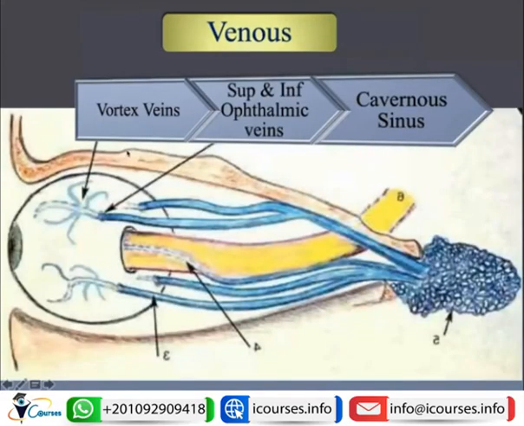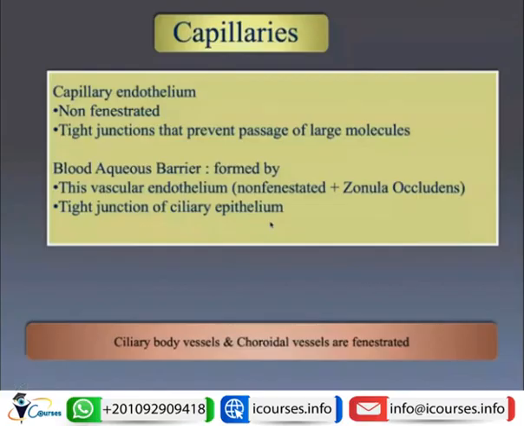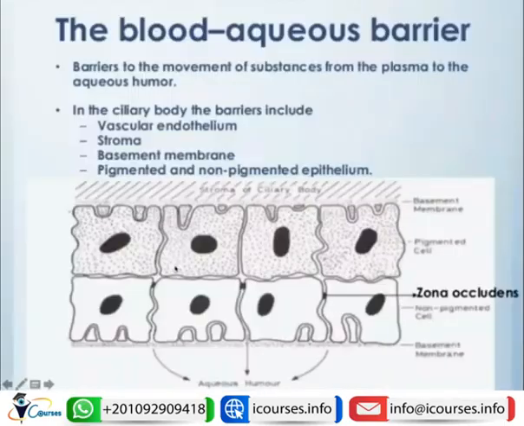The venous drainage of the iris is again through the vortex veins, then the superior and inferior ophthalmic veins to the cavernous sinus. And there's just a hint about the capillary endothelium of the iris. It is non-fenestrated with tight junctions that prevent the passage of large molecules, and this is what is called the aqueous barrier. We will not go through this; we'll discuss it thoroughly in physiology. So just know that the blood aqueous barrier is formed by the vascular endothelium of the iris, which is non-fenestrated, with zonula occludens and the tight junctions of the ciliary epithelium.